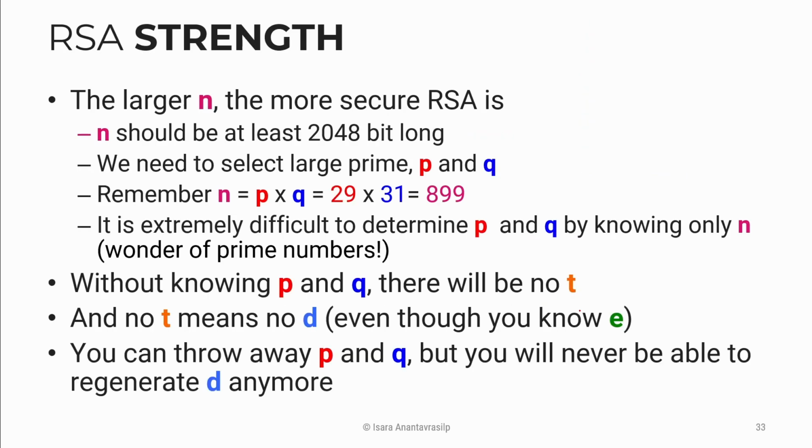The strength of RSA is this. All crypto, the strength of all crypto depends directly on how long the key is. Let's discuss a little bit on the strength of RSA right here. In our example, we select N quite small. Our N is 899, which is the product of P and Q, the small primes 29 and 31.